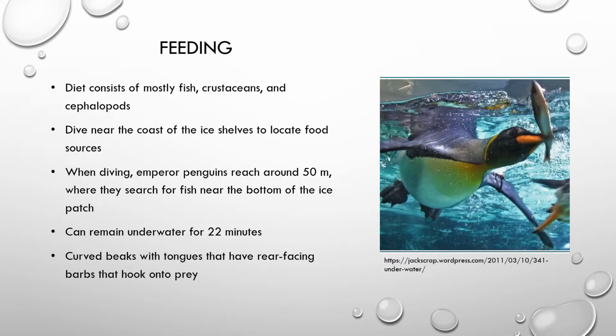Okay, so now we have their feeding. Their diet consists of mostly fish, crustaceans, and cephalopods. They dive near the coast of the ice shelves to locate their food sources. When they're diving, emperor penguins reach around 50 meters where they'll swim underneath the ice in search of fish that are near the bottom of the ice. And they can remain underwater for 22 minutes. They have curved beaks with tongues that have rear-facing barbs that hook on to their prey.